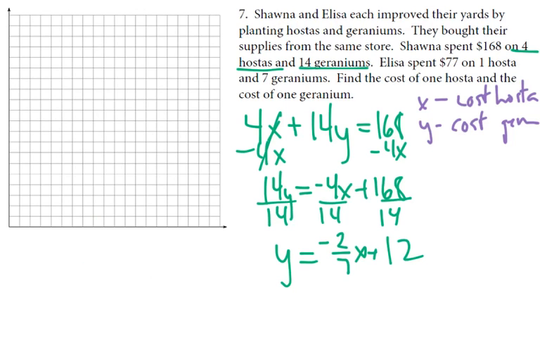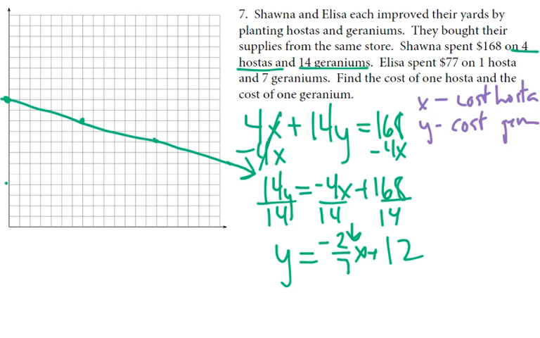So we got our first graph. So we go up to 12. Okay, my slope is down 2 to the right 7. So down 2 to the right 7. Down 2 to the right 7. Down 2, a little off the graph. So there's our first graph.